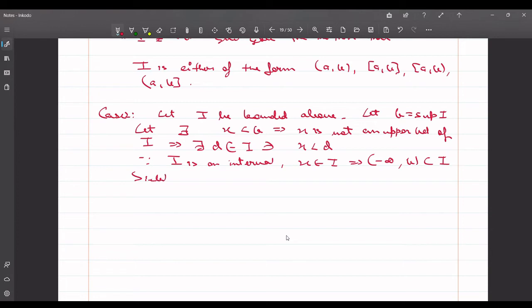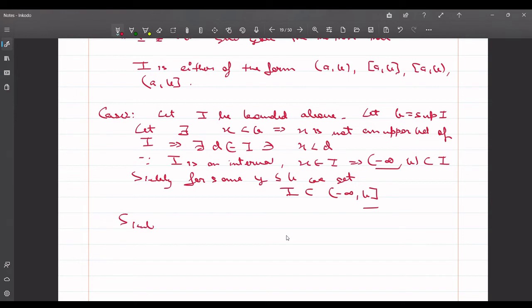Similarly, for some y which is less than or equal to b, we get I is contained in left closed. So it is either of the form this or of the form this. If you choose I to be bounded below, then you can show that.